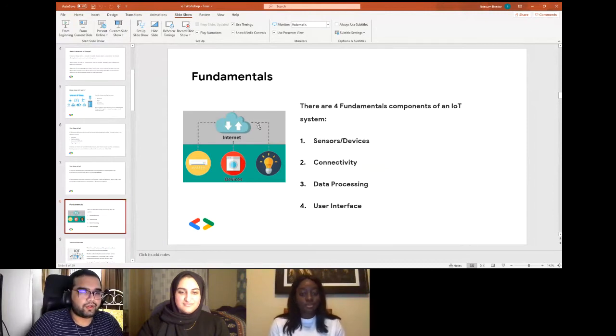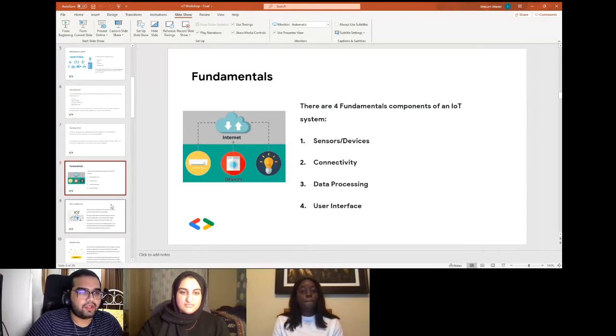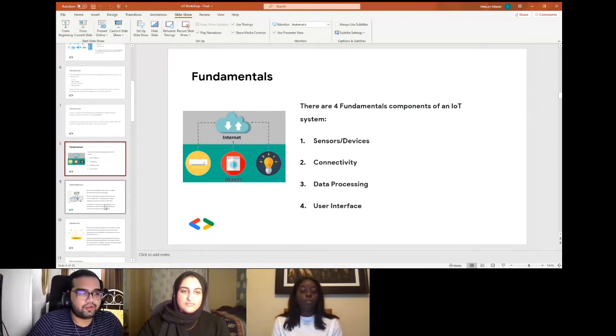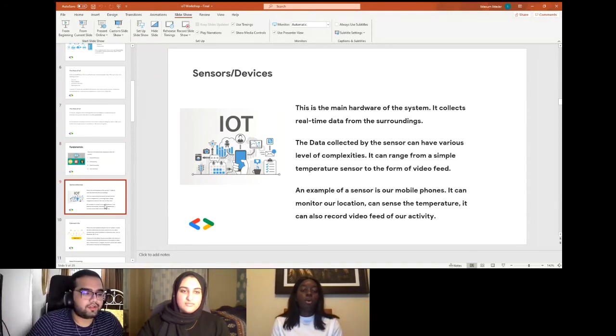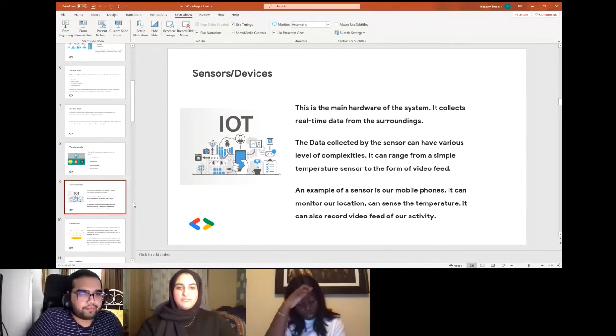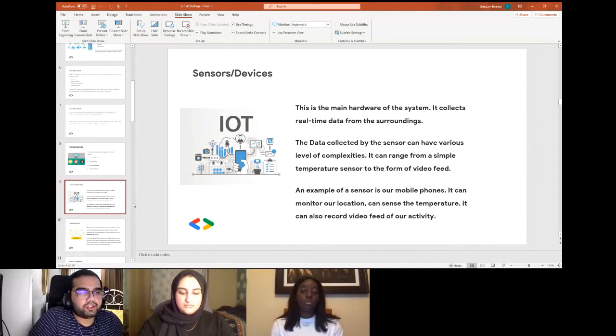All right, so fundamentals of IoT. There are four fundamental components of an IoT. They are the sensors/devices, connectivity, data processing, and the user interface. So the sensors and devices are the main hardware of the IoT device that collects real-time data from the surroundings. The complexity of the data could range from simple temperature or location of the user to the form of a video feed.